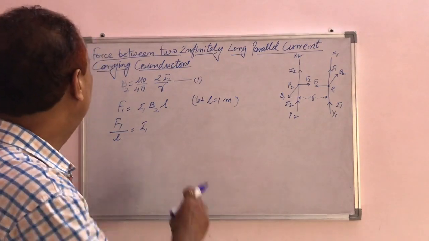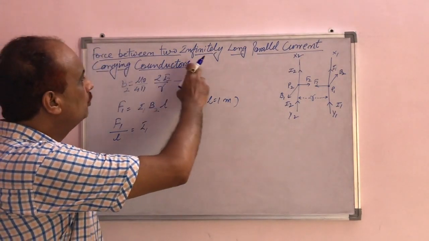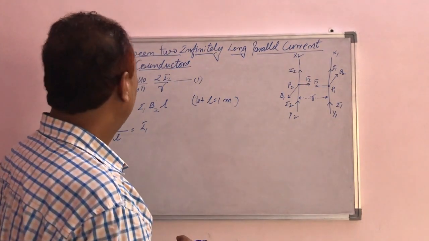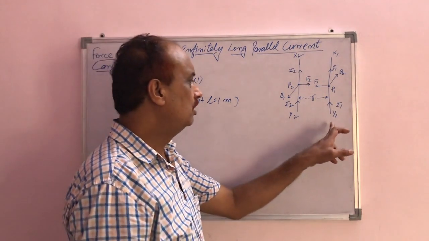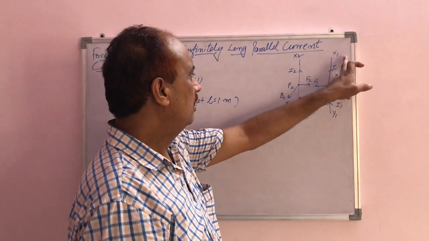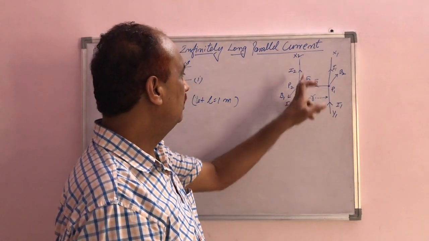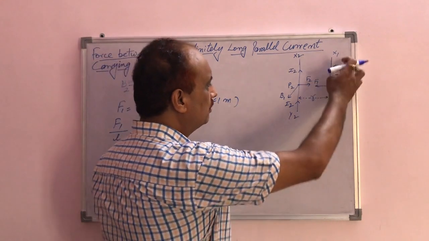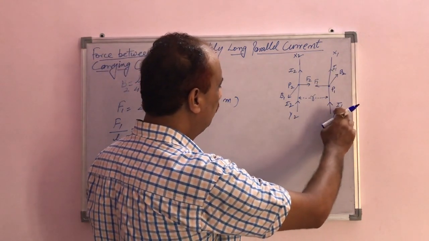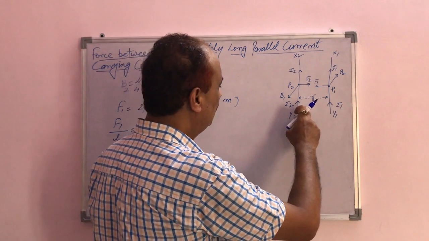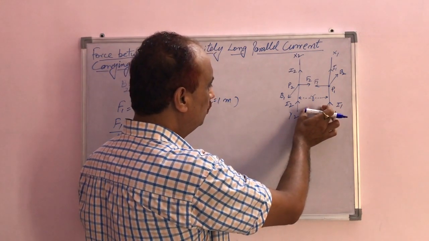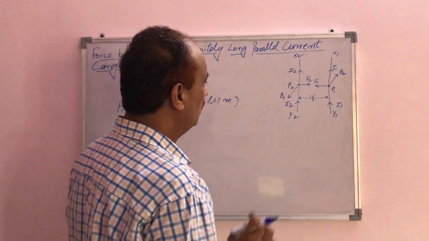Now we will discuss the force between two infinitely long parallel current carrying conductors. To find this, we have to consider two conductors x1, y1 and x2, y2 of infinite length. In x1, y1 conductor current I1 is flowing, in x2, y2 current I2 is flowing, and these are separated by a distance r from each other.